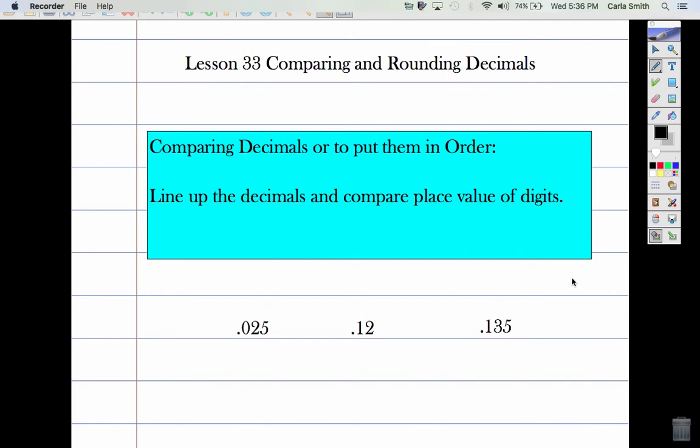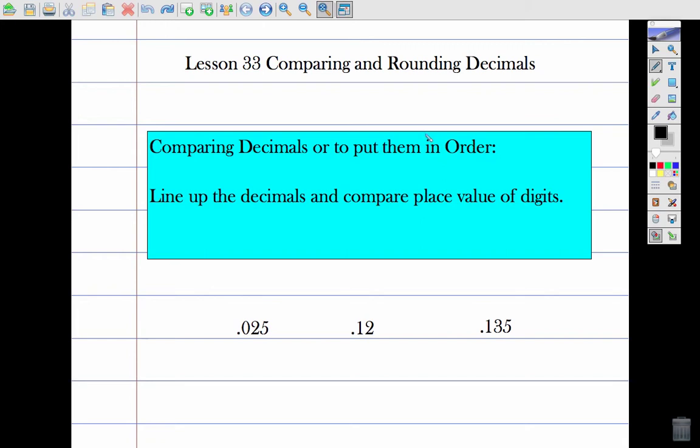This is course 2, lesson 33, comparing and rounding decimals. So we're going to compare decimals, or to put them in order. We're going to line up the decimals and compare the place value digits.